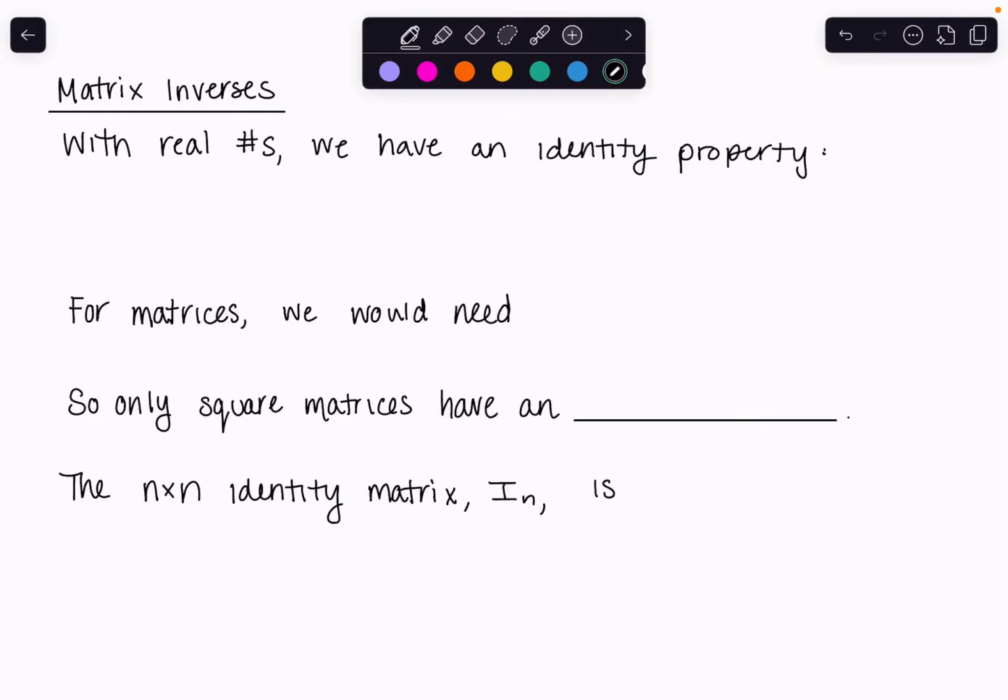So we finally built up enough skills to be able to talk about matrix inverses. And what I want to do is start with a different idea, going back to just real numbers. With any real number, we have something called the identity property. If you take a real number A and multiply it by 1, you always get exactly that number back. And if you do the multiplication the other way, 1 times A results in A. So 1 is called the identity for the real number system. This holds for any real number A.